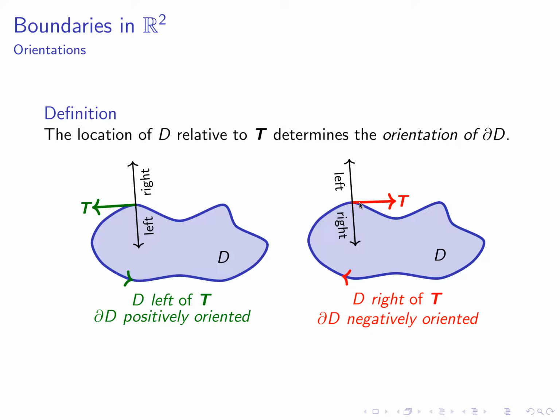In our second archetype on the right here, what we see is an example where if we stood at a point and looked in the direction of the unit tangent vector, we would see that the domain is actually to the right of the unit tangent vector, not to the left. What this means is that the boundary curve, or the boundary of our domain, is negatively oriented. So positively oriented means that the domain is to the left of the unit tangent vector, and negatively oriented means that the domain is to the right of the unit tangent vector.